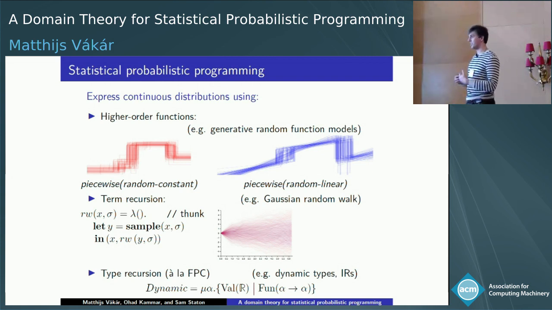And the other reason is that a lot of probabilistic programming languages that we find in the wild are dynamically typed. And we can simulate dynamic types with recursive types, for instance, by constructing this dynamic type here, where we take the fixed point over type variable alpha of either being a real value or a function from alpha to alpha. And note that alpha occurs both covariantly and contravariantly here. And that creates some difficulty.